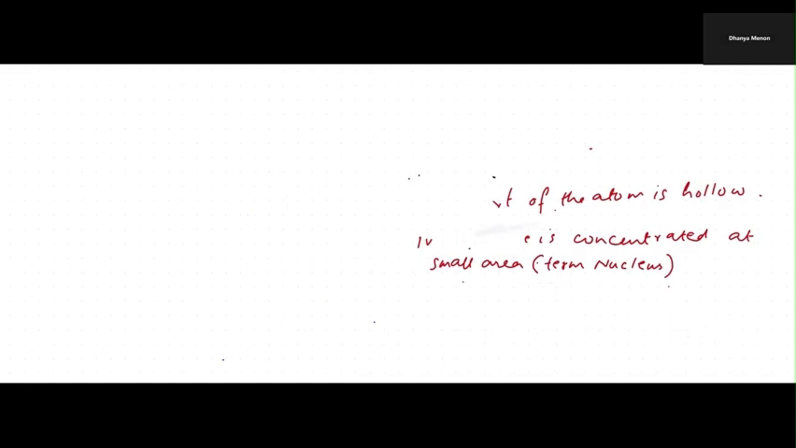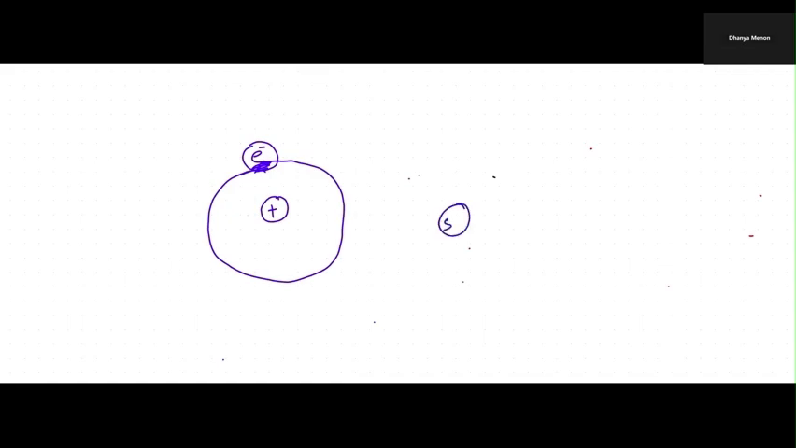Now, coming to the explanation about the nucleus. The nucleus has the protons, and Rutherford also suggested that the electrons are revolving around the nucleus. He compared it with the solar system, with Earth revolving around the sun. He gave an explanation that the electron is revolving around the nucleus just as the Earth is revolving around the sun.